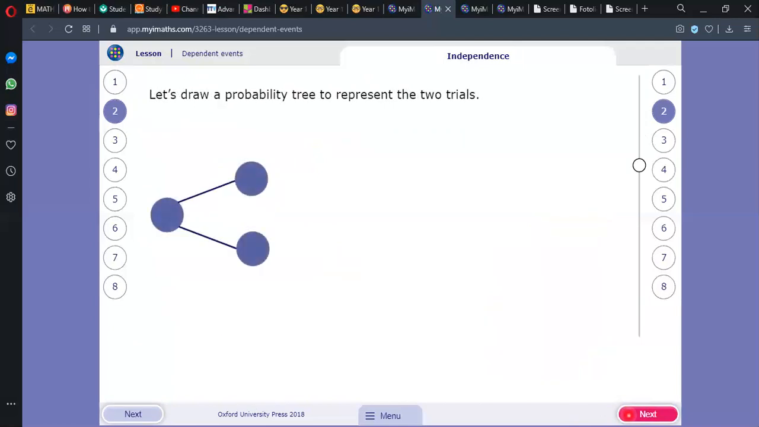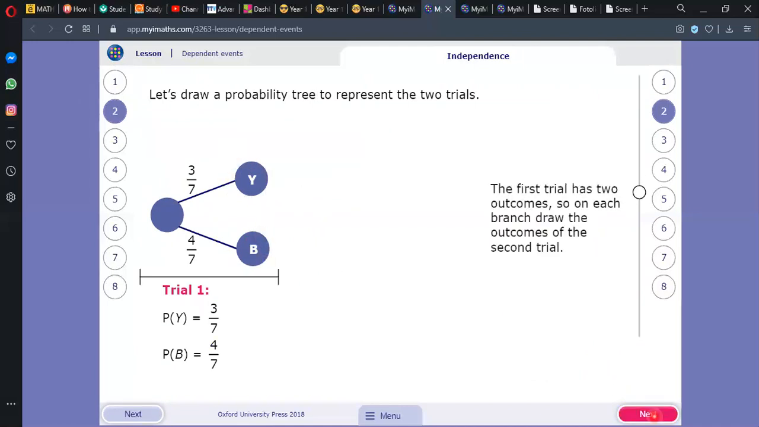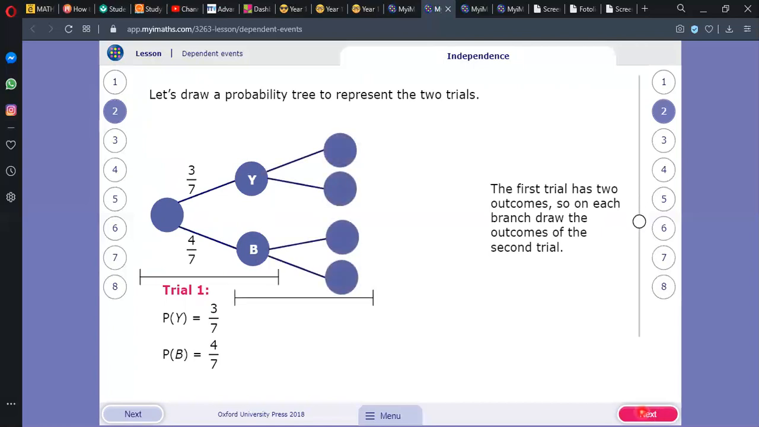Now let's draw a probability tree to represent the two trials. So we have 3/7 on this branch for Y, and then we have 4/7 on this branch for blue. That's for B. Now, for the second trial, remember what I said about this? You are supposed to bring out 2 branches from here and 2 branches from here as well, okay? From the 2 outcomes of the first trial. And that is how that is meant to be. So let's take a look at that exactly.